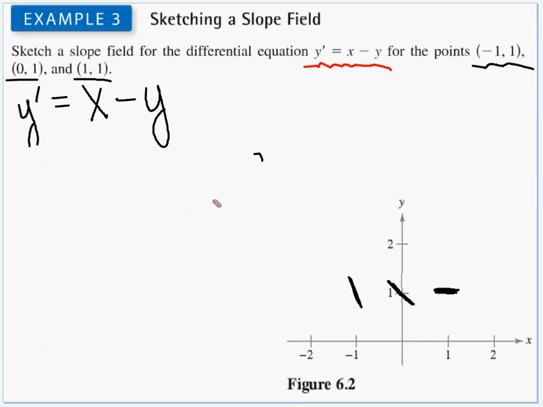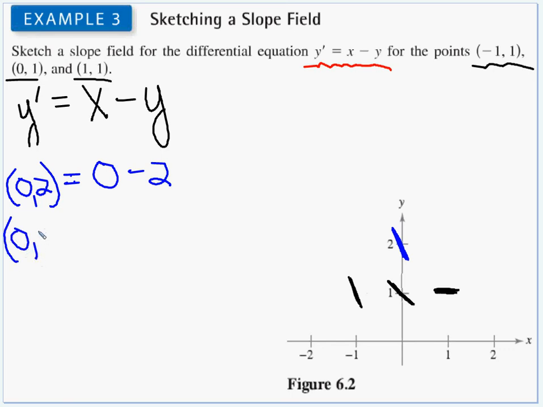So that's all the book asked us to do. Let's do a few more. Again, I'm having fun. Let's do 0, 2. So I would go in my differential equation: x is 0 minus 2 is y. That's equal to -2. So at 0, 2 up here on the y-axis, we're going to have the same slope as this one here. Steeply downhill, slope of -2.